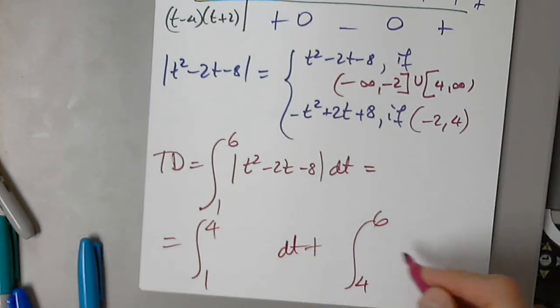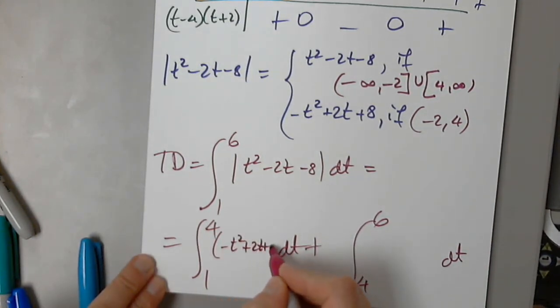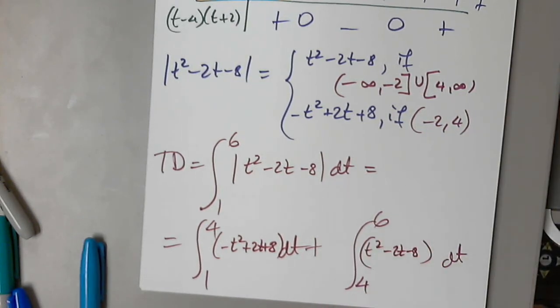But now we have to be very careful because we need to choose the correct function. Which function do I have in here from 1 to 4? The first one or the second one? Second. Of course, the negative t squared plus 2t plus 8. And of course, the top one, t squared minus 2t minus 8, will be the second. It was a lot of work to come up with this, right? And now, from this point on, it's a piece of cake.